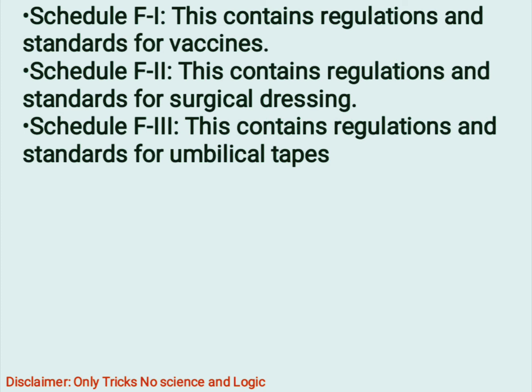Next come F1, F2 and F3. Schedule F1 contains the regulations and standards for vaccines. F2 contains standards for surgical dressings. F3 contains standards for umbilical tapes. So how are we going to remember this? Here we remember from three friends, F1, F2 and F3.